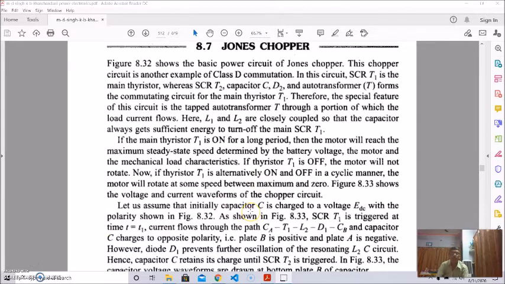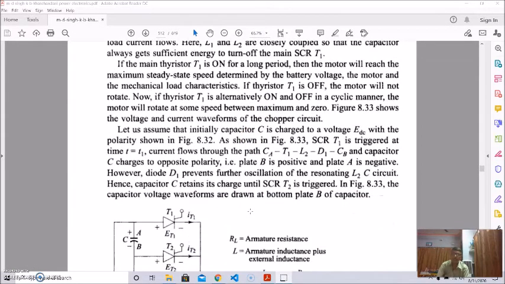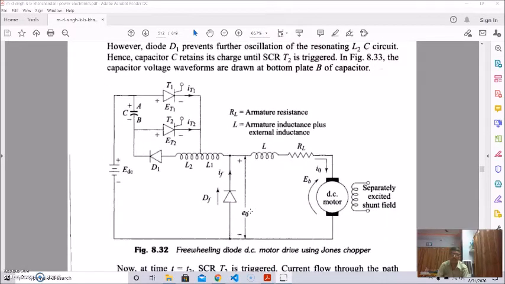Now we'll discuss the Jones chopper. Basically, this is the Jones chopper. This is the power circuit of the Jones chopper, and this chopper circuit is another example of class D commutation, that is, a voltage commutated chopper.